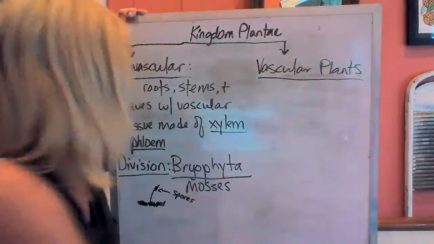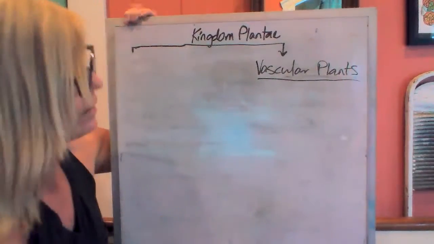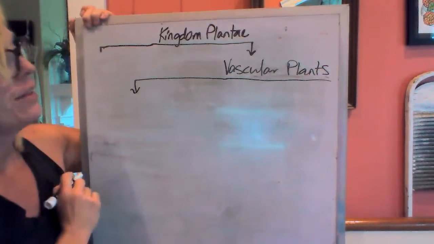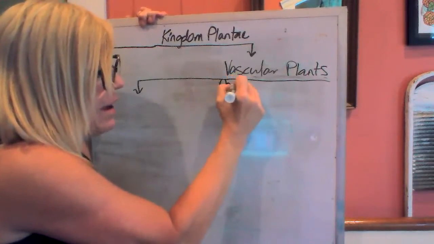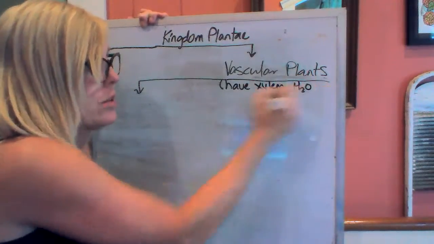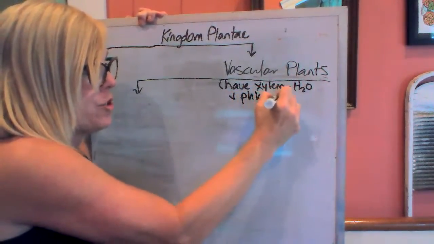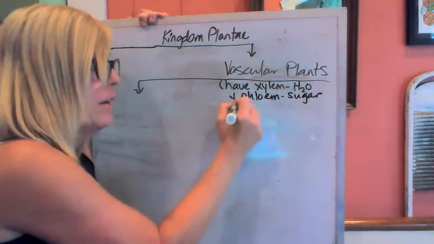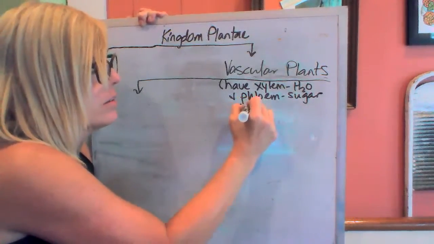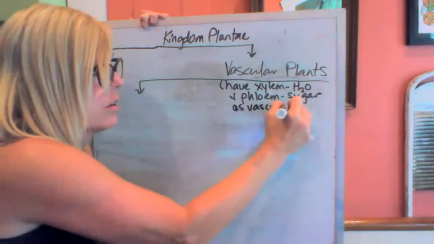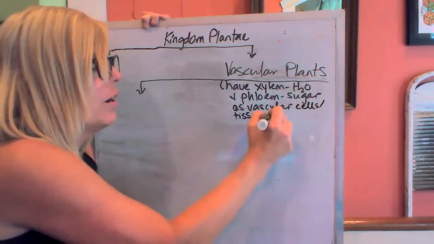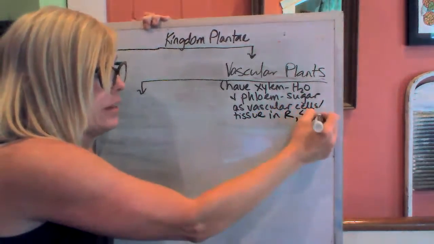Now, let's go over to the vascular side. And for me to do that, I'm going to have to divide this out. So we're going to go out like this. And the vascular side, we know they have xylem, which transports water and minerals, and phloem, which transports sugar, as vascular cells, tissue, in roots, stems, and leaves.